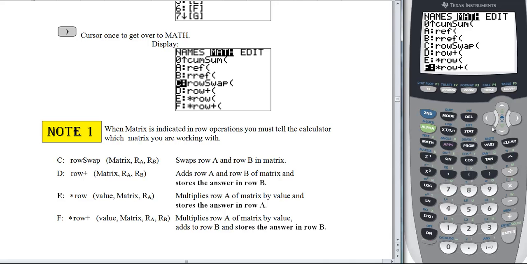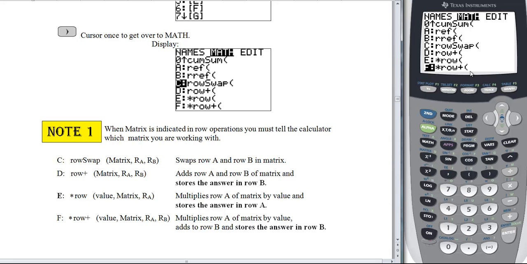When matrix is indicated in row operations, you have to tell the calculator which matrix you are working with. Right now, here's a row swap. This is row add, this is multiply row, and this is multiply row and add. There is a very specific way that you have to put this information in. And if you'll notice over at C, D, E, and F on my paper, what I have in parentheses is the order in which I have to write these things in.